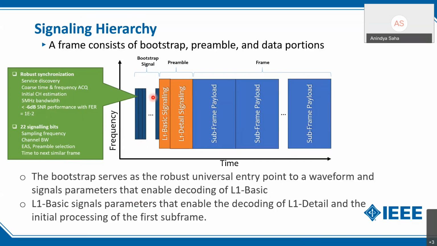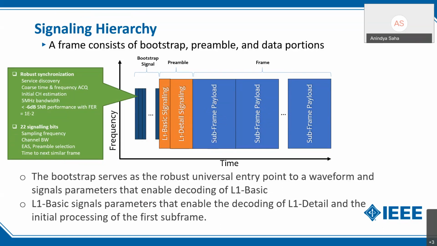Okay, so following the bootstrap, you have what is called the L1 basic and L1 detail. L1 basic has parameters which enable decoding of L1 detail. And then subsequently, once the L1 detail is decoded, it enables you to get all the subsequent parameters regarding the OFDM configuration of the subframes and the payloads.